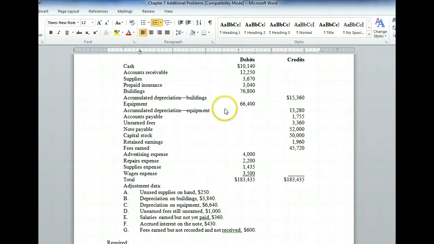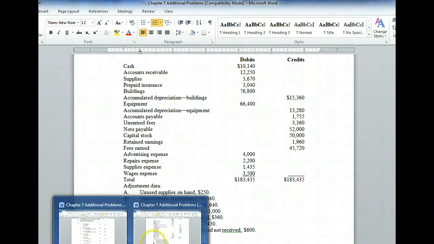And if we look up here, we started off with $3,670 worth of supplies. So since we have $250 left, we have to adjust that ledger account, the supplies account. So the supplies account needs to go down, so we need to credit the supplies account. And remember, whenever we use up an asset, the resulting debit is an expense. And in this case, we have supplies expense.